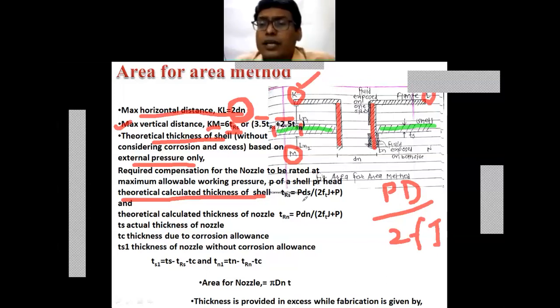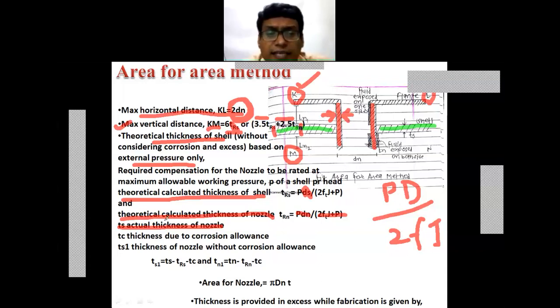So here ds is the diameter of the shell. Then similarly, the theoretical calculated thickness of a nozzle, that is also PdN upon 2Fj plus P. This is the theoretical requirement. Ts is the actual thickness of a nozzle that is used. Here I have used the actual thickness of a nozzle.